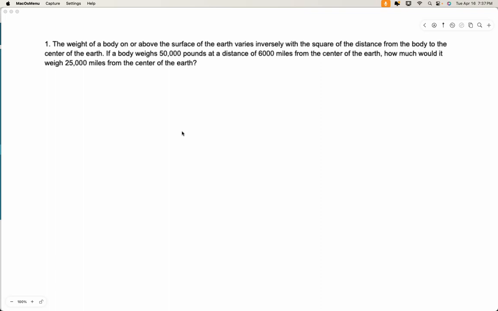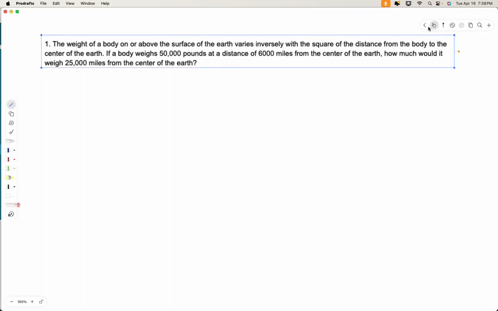So let's look at 117, 118. I've got this first problem. The weight of a body on or above the surface of the earth varies inversely with the square of the distance from the body to the center of the earth. Okay, so we can ignore most of those prepositional phrases. What we're looking for is the weight.